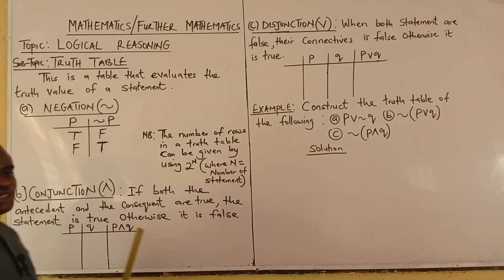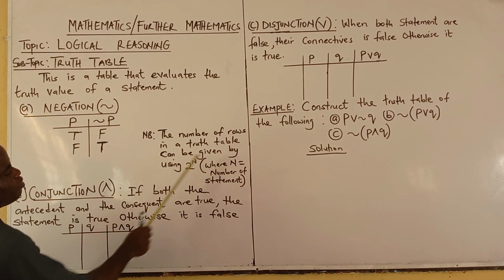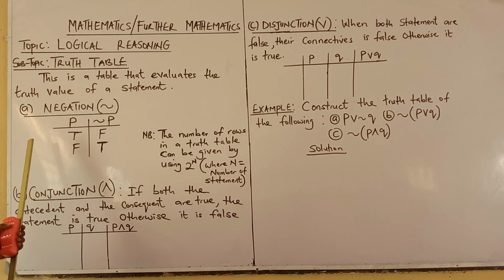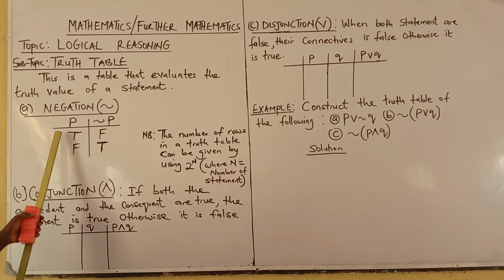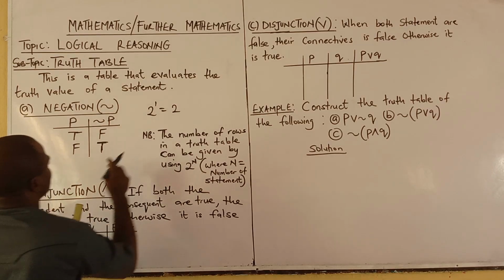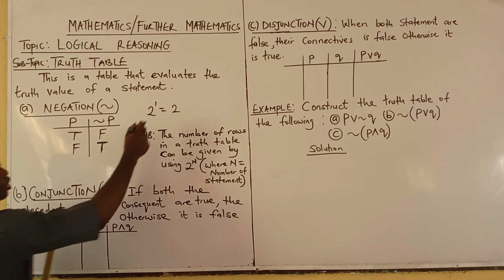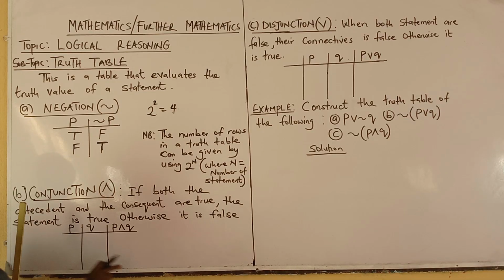And you have to take note, how do we know the number of rows they are going to have in the truth table? The number of rows in the truth table can be given by 2 raised to the power n, where n is the number of statements. Here we have one statement, one sentence, and since we have 1, we say 2 raised to the power 1, which is 2. That means we have true and false. But when you have P and Q, that's 2 raised to the power 2, which is 4. You have 4 rows: true, true, false, false.